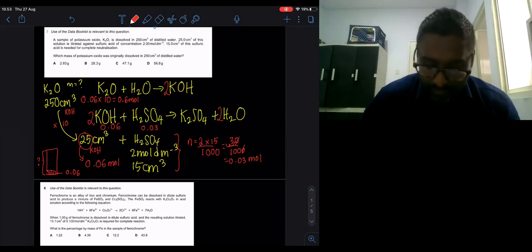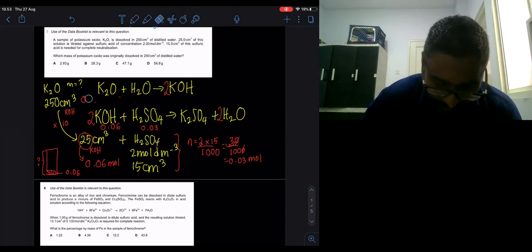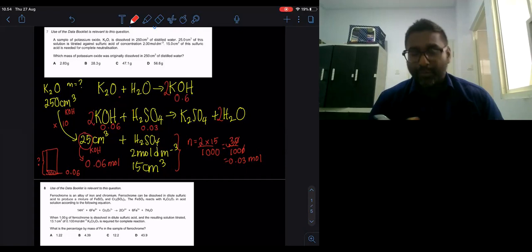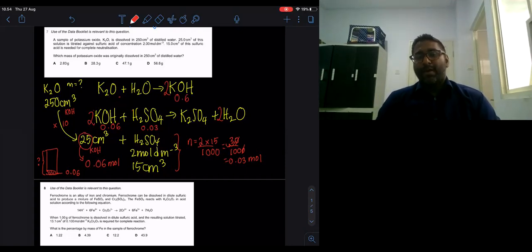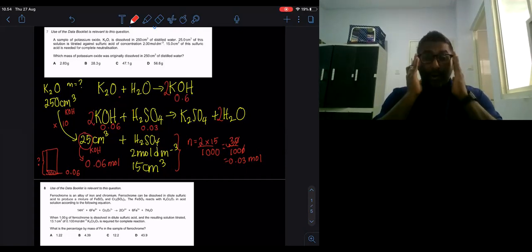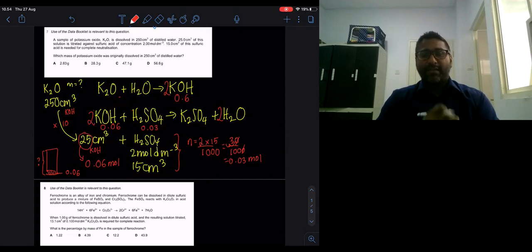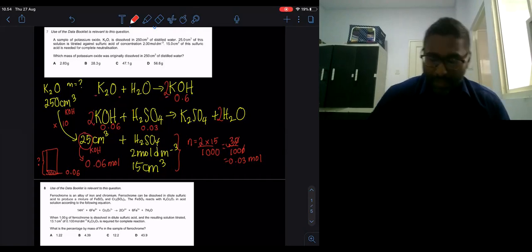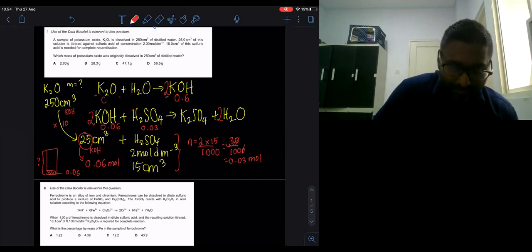So I'll erase 0.06. That actually means this is going to be 0.6 of potassium hydroxide over here. So do remember, we are looking for potassium oxide. If you look at the first equation that we have written just now, there's 2 to 1. So now the number of moles is 0.6 divided by 2, 0.3.